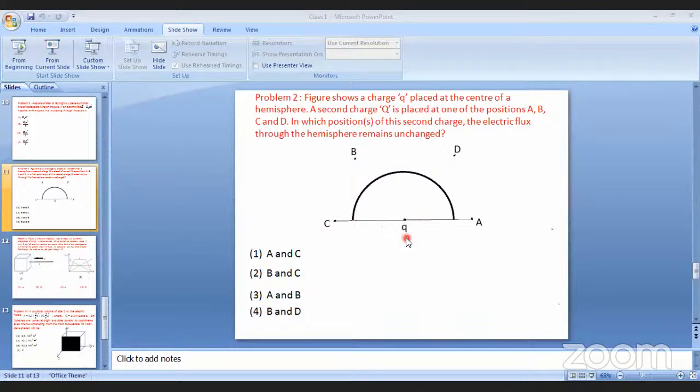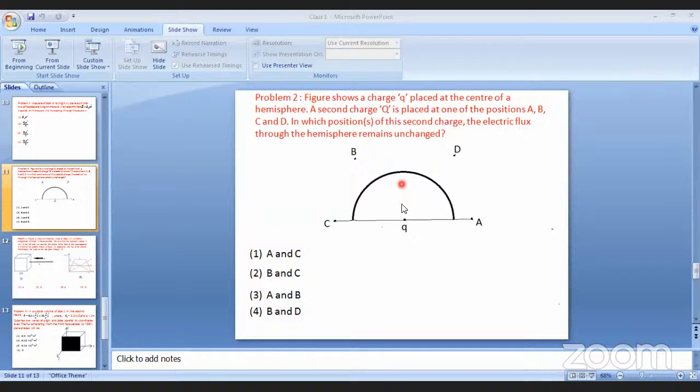So already you have a charge small q here at the center of this hemisphere, and you can place a second charge capital Q at any of these positions. What they are asking is, at which position of this charge capital Q does the electric flux through the hemisphere remain unchanged? That means the placing of this charge capital Q should not have any effect on the electric flux coming through it, because already you have this charge small q here.